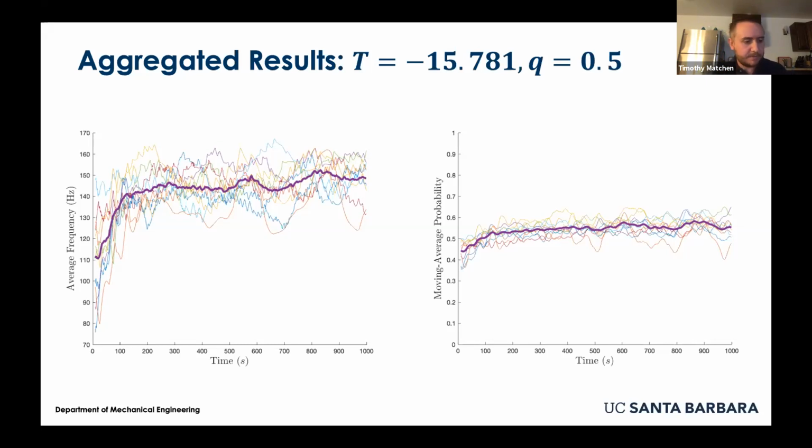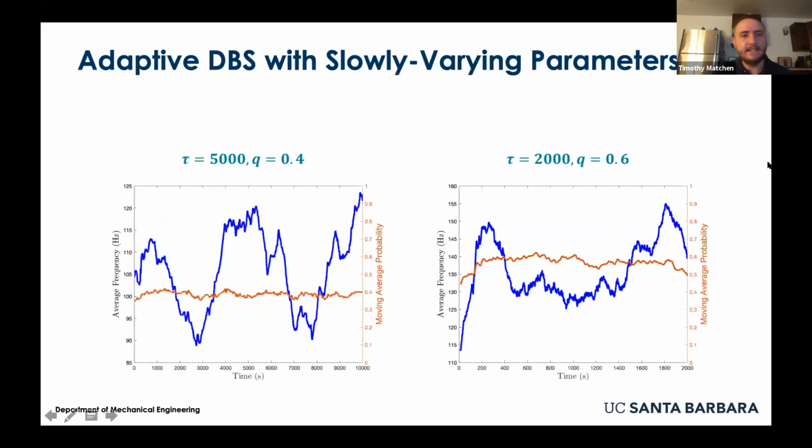Now, this was only the first part of it. The second thing that we wanted to do was, again, make a system that was reactive to changes in the underlying physiology of the patient. So to model this, we actually varied the parameters with a certain period tau. And so just as a last thing, we did this adaptive deep brain stimulation with varying different parameters of tau and with, again, varying targets for the probability.